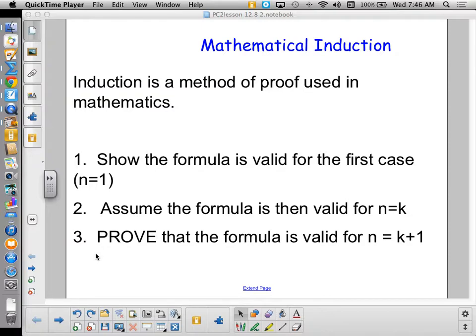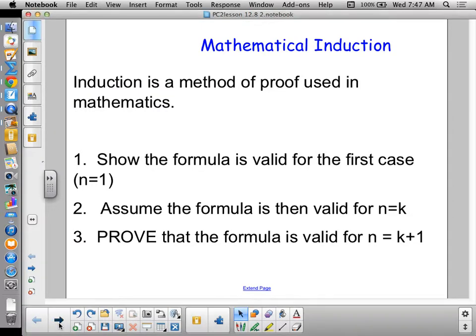Basically, the way it works is this. It says show the formula is valid for the first case, usually when n equals 1. Assume the formula is valid for the kth case, for n equals k, and prove the formula must be valid for n equals k plus 1. And the way we do that is by doing two equations and showing that they have to be equal. And I'll show you how we do that with numbers here right away.